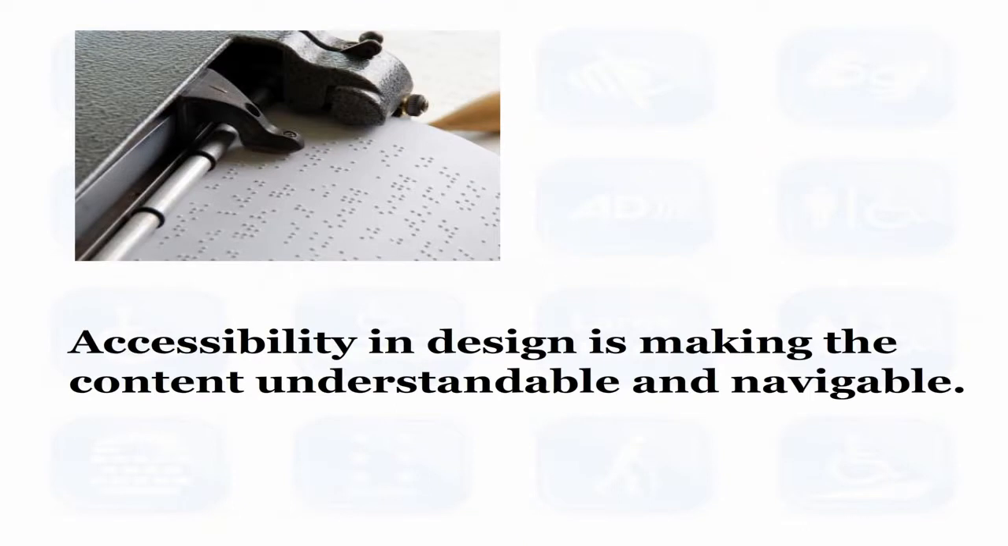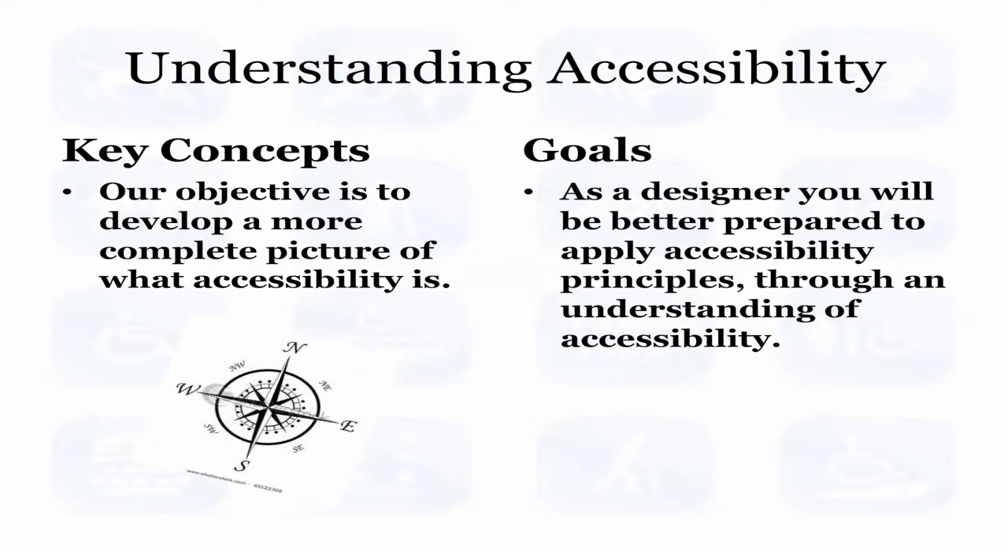One definition of accessibility in design is making content both understandable and navigable. This is a classic textbook definition that in theory tells us what accessible design is without elaborating on the multitude of considerations in its application. The objective of this section is to build on that definition, to develop a more complete picture and understanding of what accessibility is.